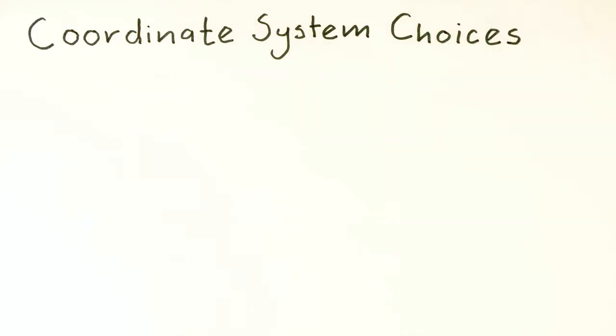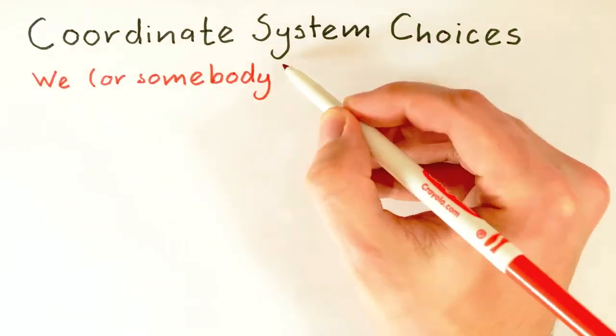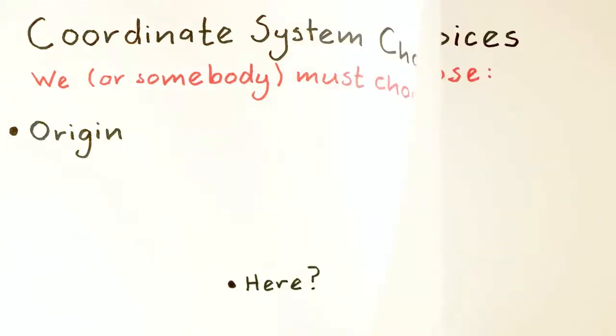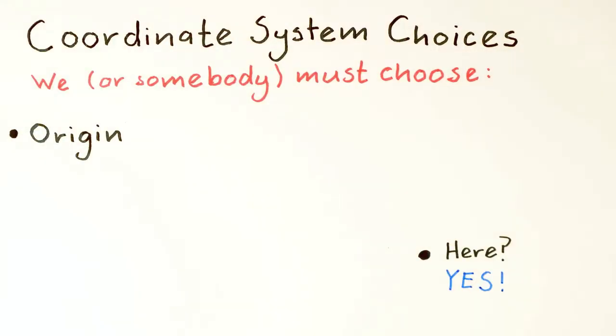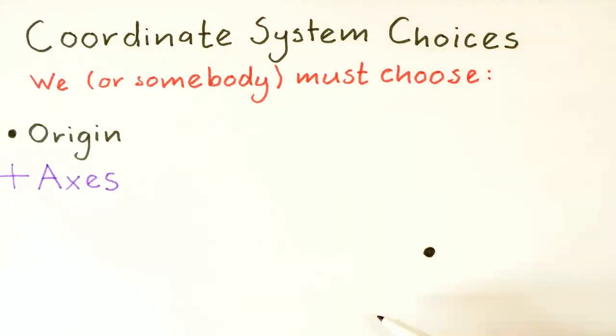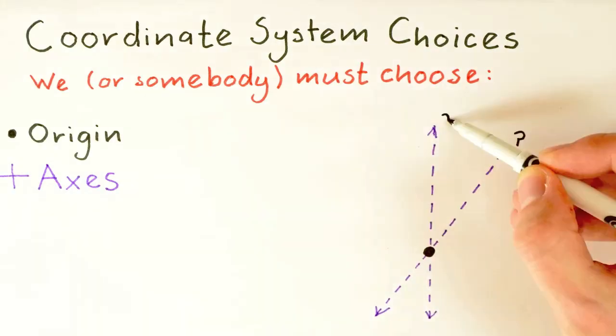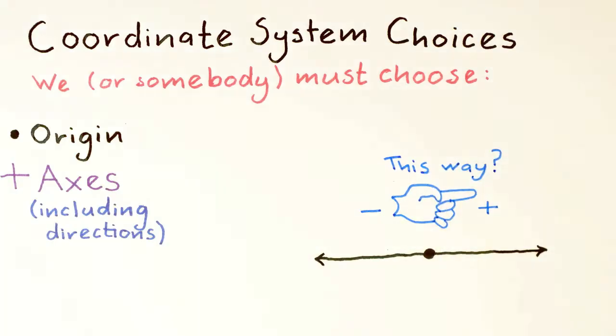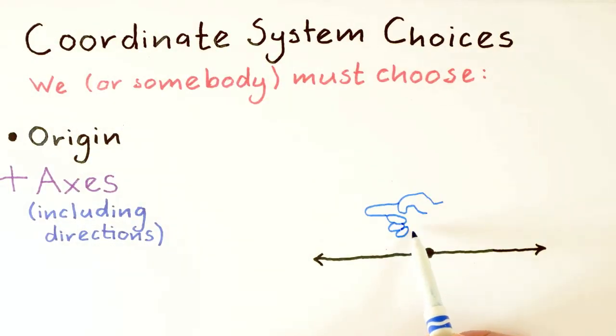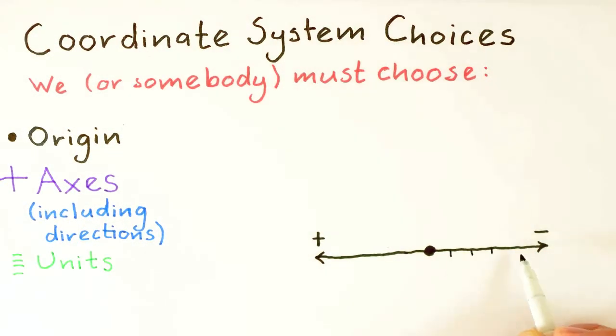Choices must be made up front before we can use a Cartesian coordinate system. We need to specify the origin of our coordinate system. We need to decide the axis orientation, including deciding the positive and negative directions along each axis. We need to choose a good set of units for the situation we're studying.